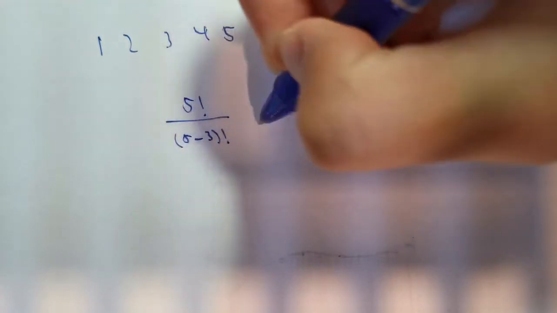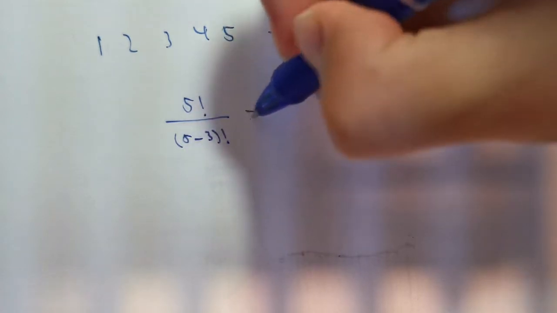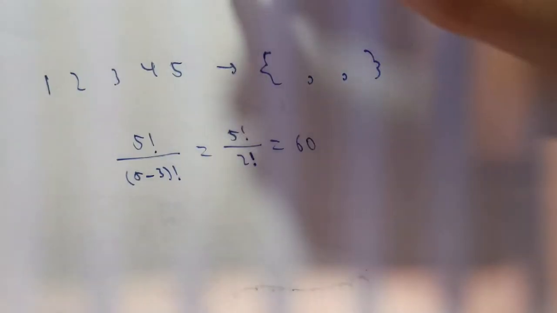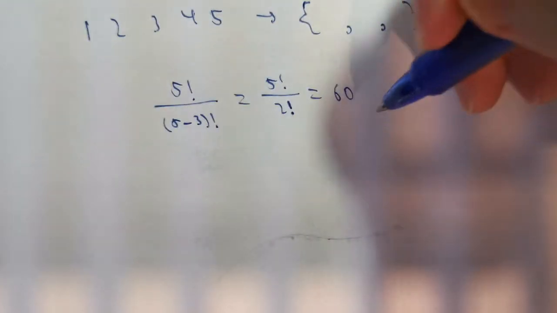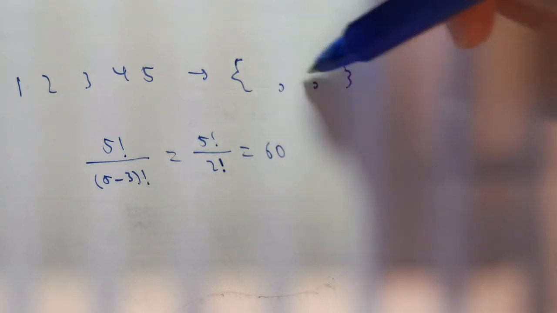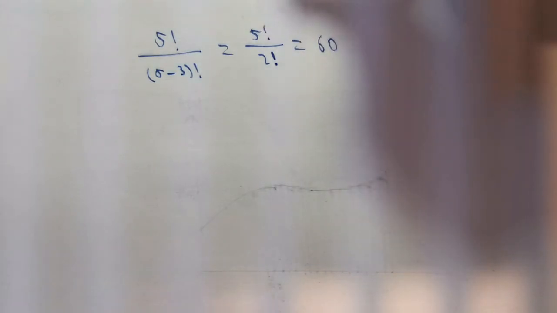So let's say if you're choosing 3 numbers and the order did matter, the number of ways for this is 5 factorial over (5 minus 3) factorial, which is 5 factorial over 2 factorial, which is 60. But obviously among these 60 combinations there will be a lot of duplicates of subsets, right? So let's find out how many duplicates there are.